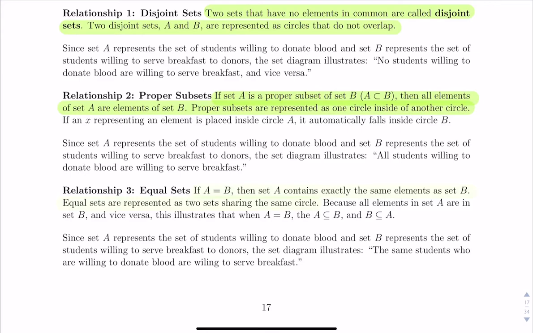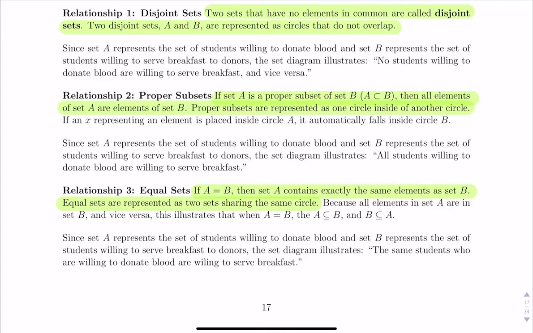Relationship 3 would be equal sets. So if A is equal to B, then set A contains exactly the same elements as set B. Equal sets are represented as two sets sharing the same circle, because all elements in set A are in set B and vice versa.